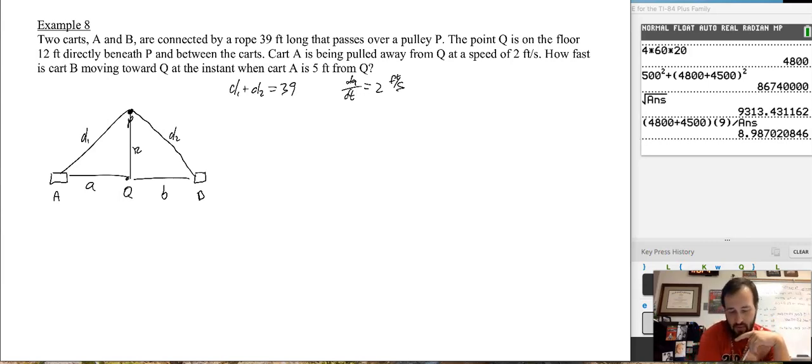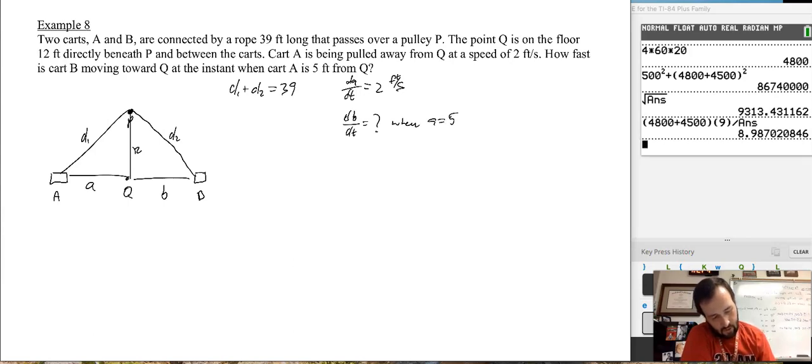How fast is cart B moving towards Q at the instant when cart A is 5 feet from Q? So I'm looking for dB dt equals what when A equals 5. All right, and it should be a negative number because it's moving towards, it's decreasing that distance. So let's see. What can we come up with? Because really the only relationship that I have right now is this.